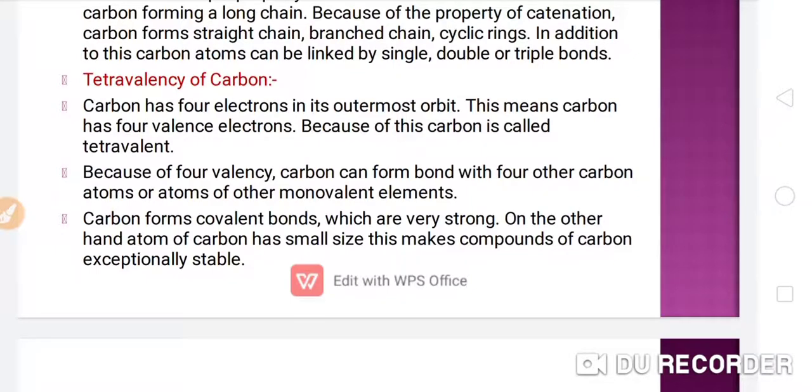So here are the 2 main things which are responsible for carbon showing this specific nature, that is the versatile nature of the carbon: first, the size of the carbon, and second, the valency of the carbon. Okay, so here we have discussed all the things.